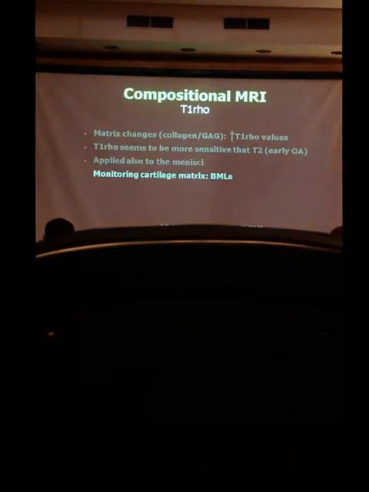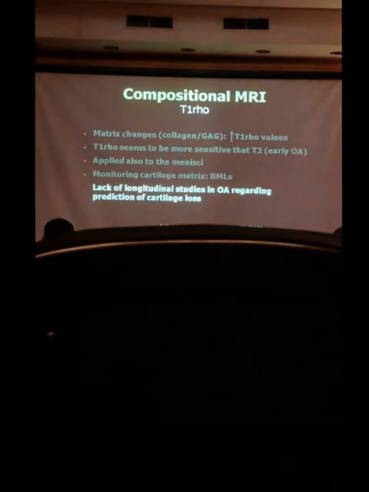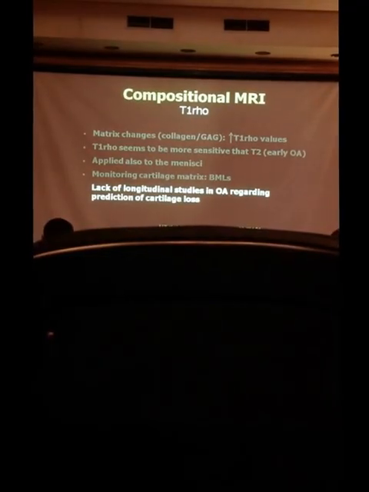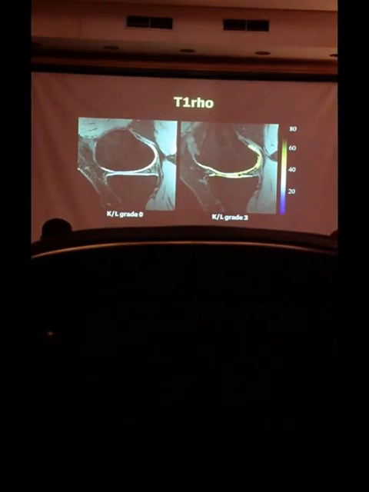It could also be applied to the menisci, and it was shown to monitor cartilage matrix degeneration regarding the presence of subchondral bone marrow changes like BMLs. We don't have longitudinal studies showing that T1 rho is predicting osteoarthritis or further degeneration of cartilage. We have to have some more work done until we can state that.